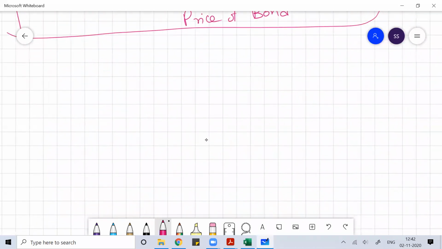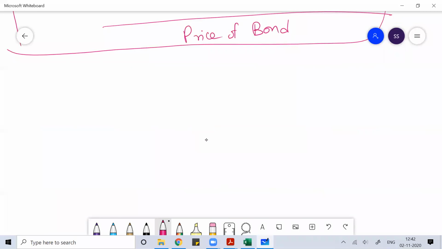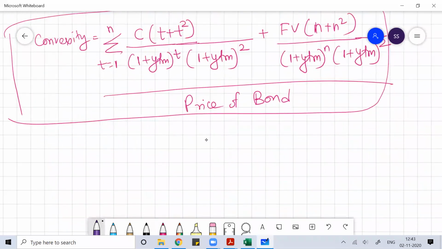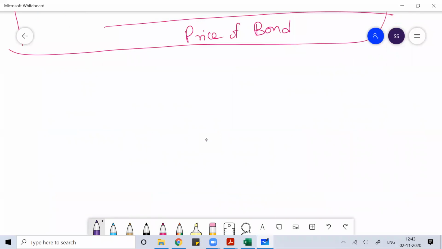So I will do a small numerical, although a convexity numerical does not come in the exam. It is just one numerical to explain this formula, because many people don't like mathematics. So it's simply for your understanding of the formula.